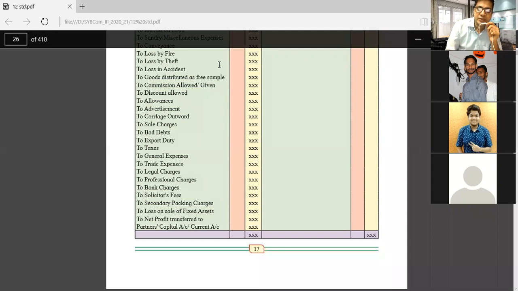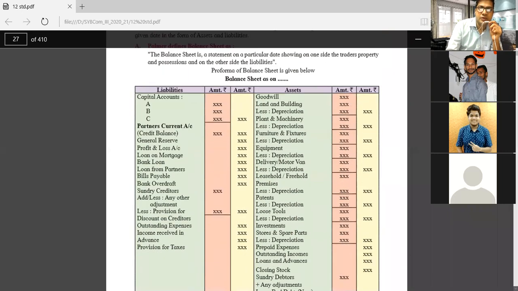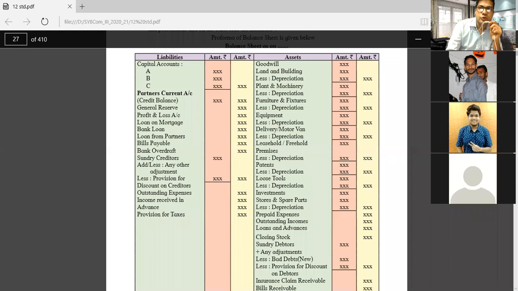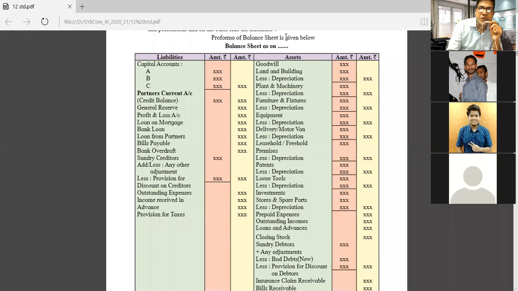How will it be transferred? It is transferred as per the profit sharing ratio. Then it is transferred to the balance sheet. So what do we mean by balance sheet? The balance sheet is nothing but a statement of assets and liabilities.